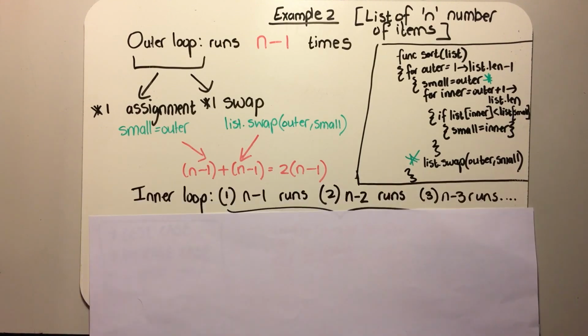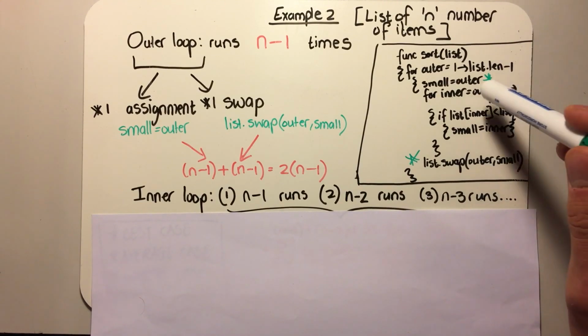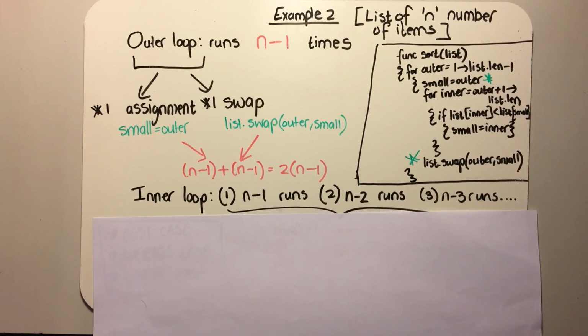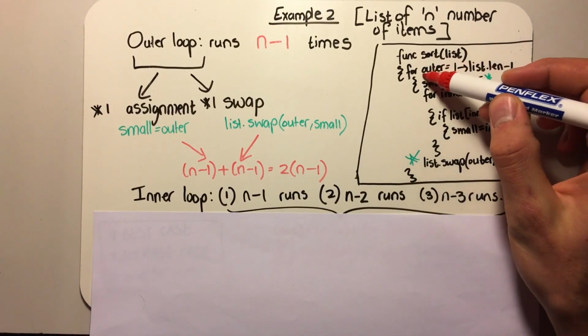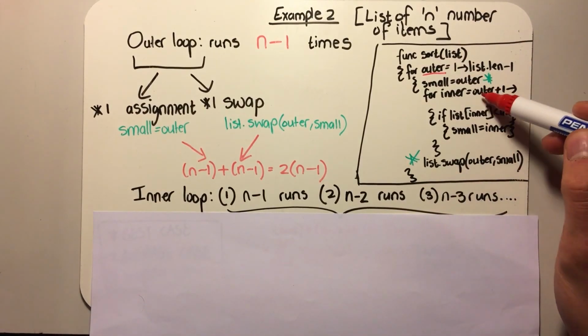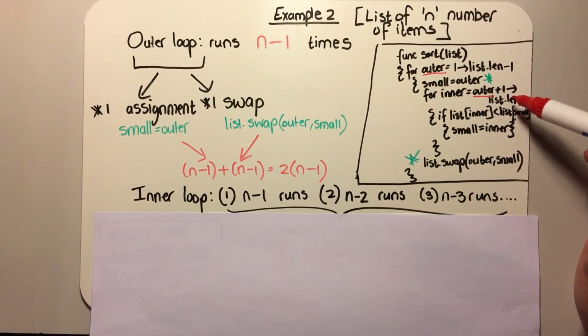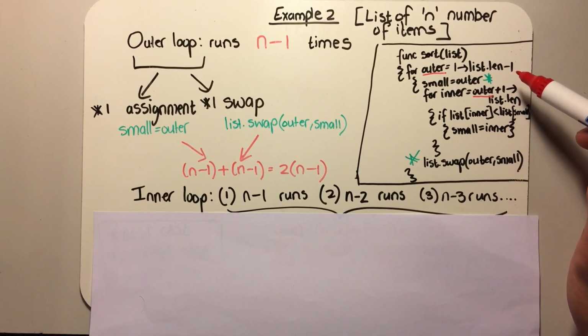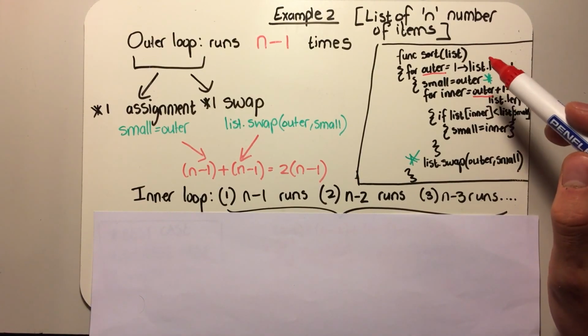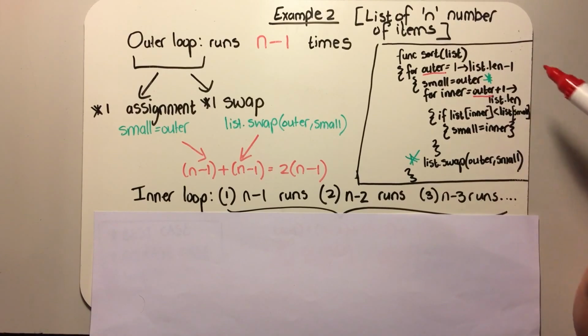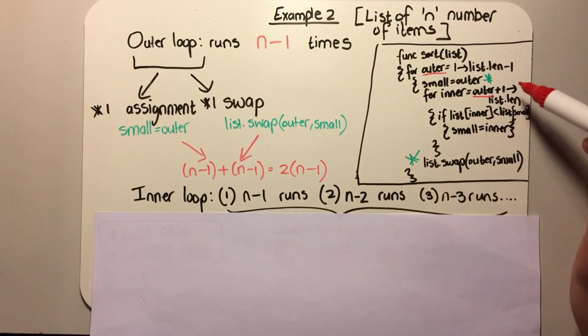Then we have a look at our inner loop. In our inner loop, we can see we're going from the outer variable plus 1 to the length of the list. So on the first iteration, it's going to run n minus 1 times, because it's going to run from outer, which is going to be 1, to list.len. So it's going to run n minus 1 times.